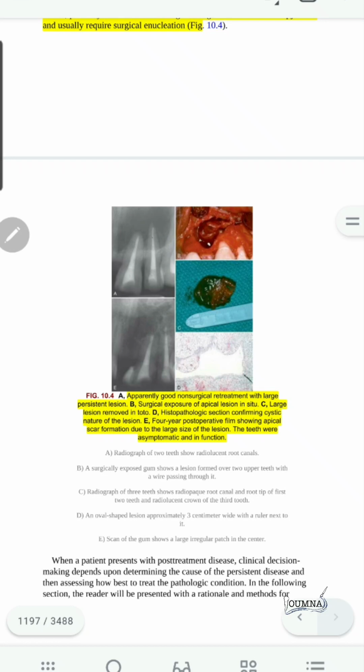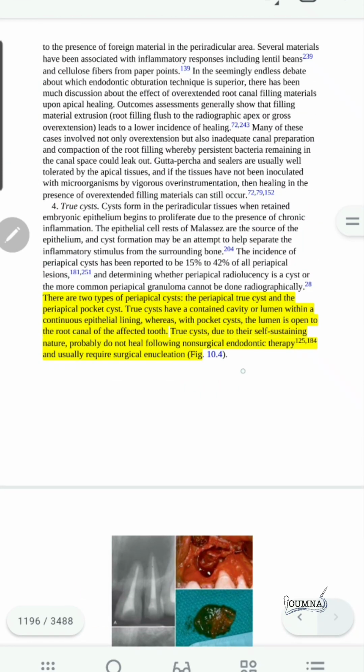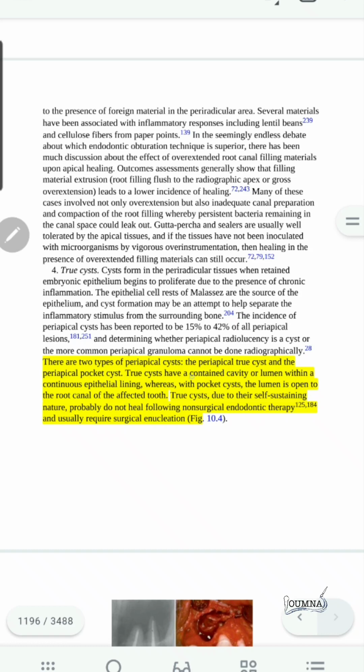A scar is not bone formation; it's more about a connective tissue formation, but the healing has occurred after we extracted this tooth. So there are two types of periapical cyst: the pocket cyst and the true cyst. A true cyst has a contained cavity or lumen with a continuous epithelial lining. As for the pocket one, it is open to the root canal of the affected tooth. So the true cysts do not heal following the non-surgical treatment. As for the pocket, they may heal, but it's not definitive.